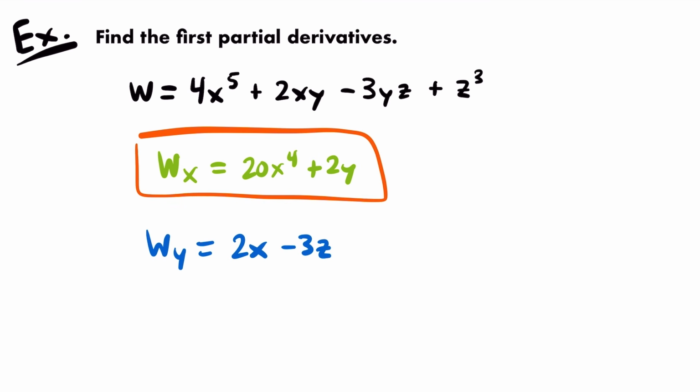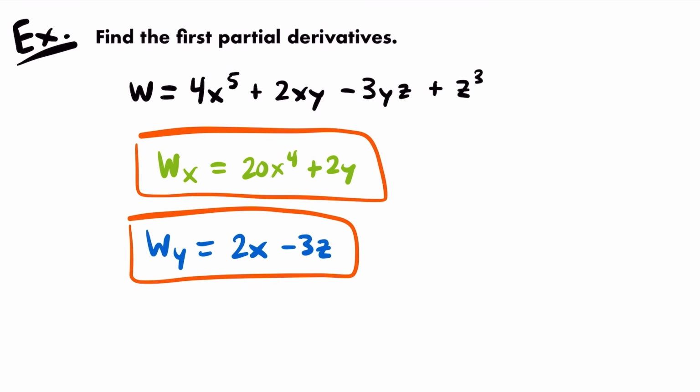And then for the last term, there are no y's in it. It's z to the power of 3, or z cubed. And so with respect to y, that is a constant, and its derivative is 0. So once again, you could have plus 0 on the end there, but that doesn't affect our answer. So the partial with respect to y is 2x minus 3z.